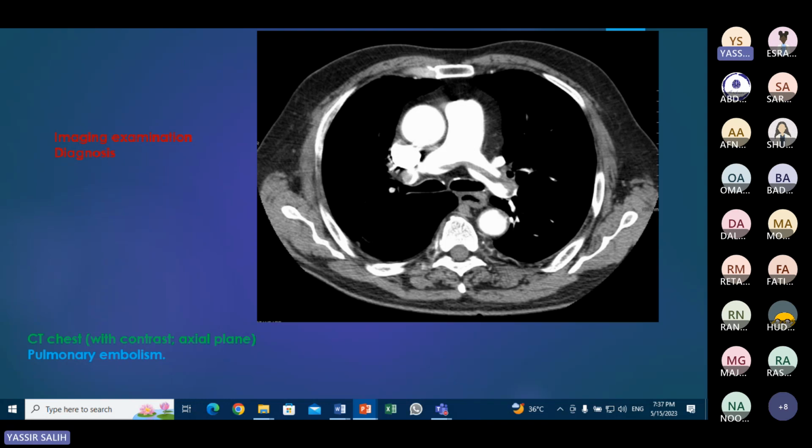Pulmonary artery. What abnormality do you see? Embolism. Embolus. Yes, there is an embolus. How did we recognize it? There is a filling defect.